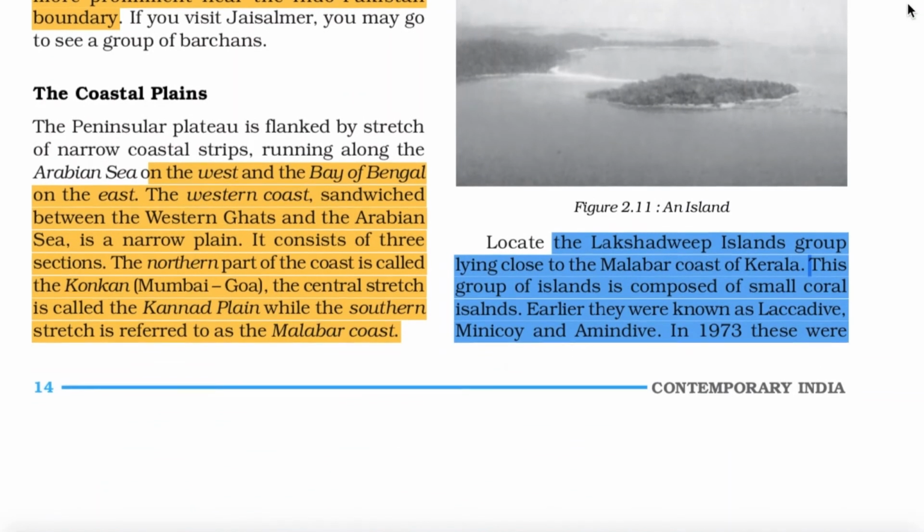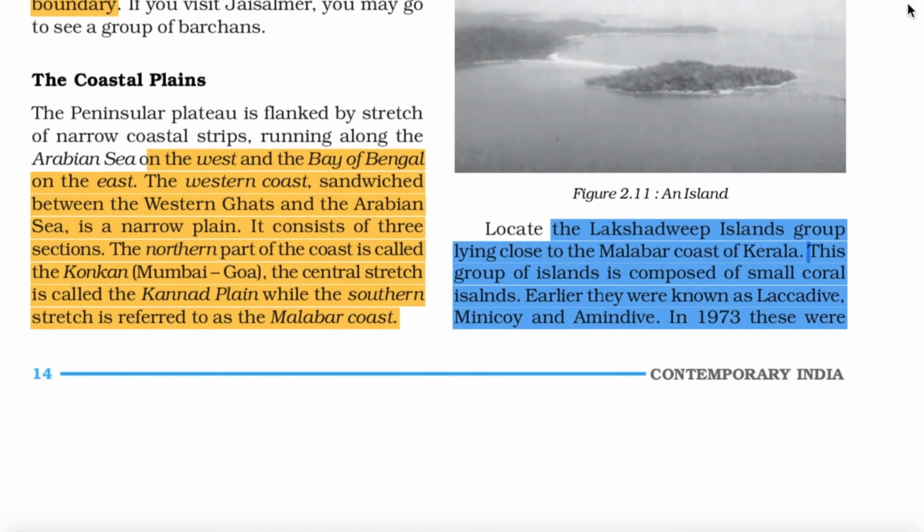The coastal plains. The Peninsular Plateau is flanked by a stretch of narrow coastal strips running along the Arabian Sea on the west and the Bay of Bengal on the east. The western coast, sandwiched between the Western Ghats and the Arabian Sea, is a narrow plain. It consists of three sections. The northern part of the coast is called the Konkan, Mumbai, Goa. The central stretch is called the Kannad Plain, while the southern stretch is referred to as the Malabar Coast.